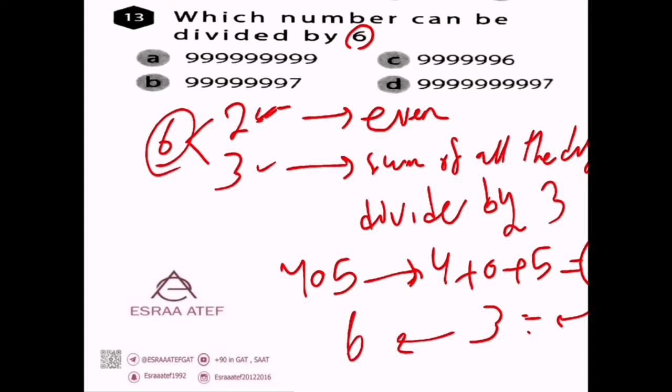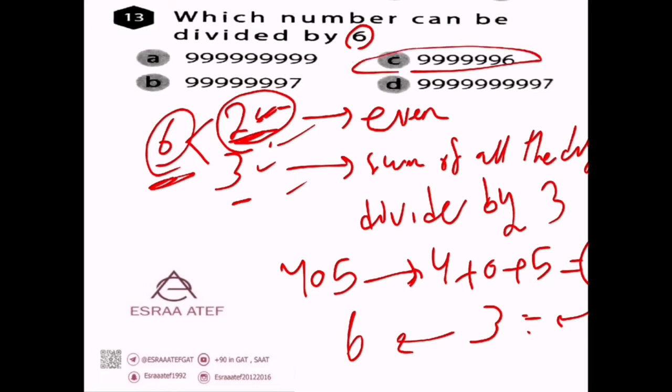So if I want to know if the number can be divided by 6 or not, I will see if it's divided by 2 and 3. If it's divided by 2 and 3, so it's divided by 6. Okay, so here it's very easy, because if we start with 2, the only number which ends with an even number is C, so we will not do 3, because there is no other one which ends with 6, so we will choose C.